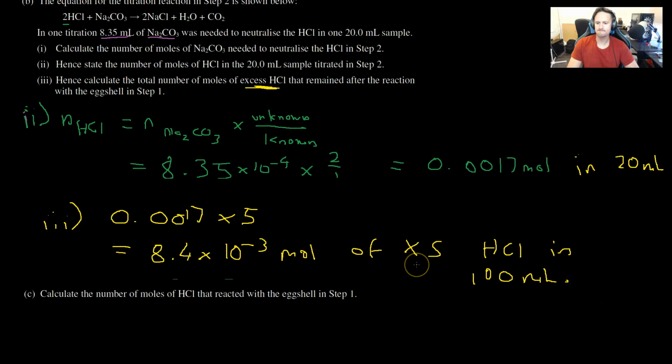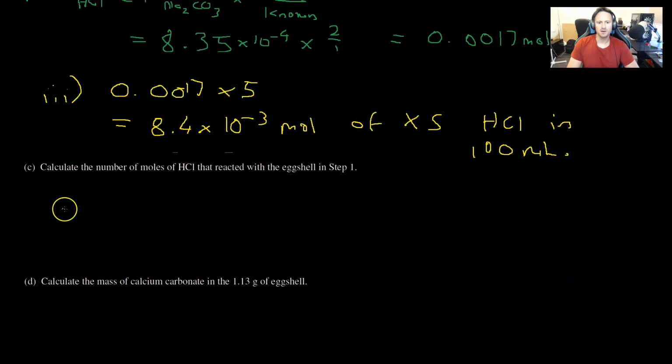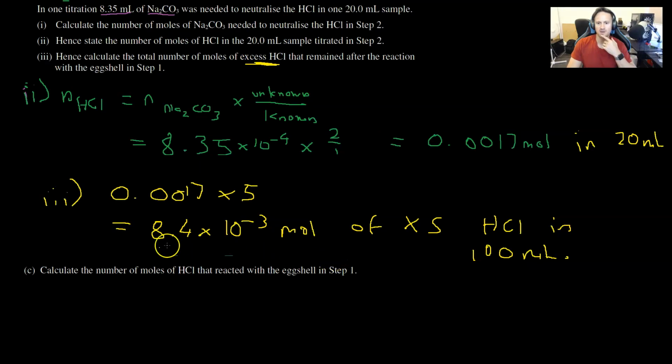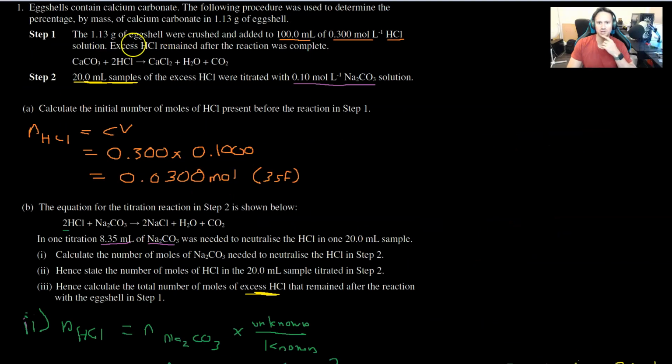Okay, awesome. So the next part, calculate the number of moles of HCl that reacted with the eggshell in step 1. Okay, so this quantity here was the amount that remained after the reaction with the eggshell in step 1. And we know the number of moles of initial HCl before we reacted with the eggshell. So this is the back titration part. So this is that extra step.